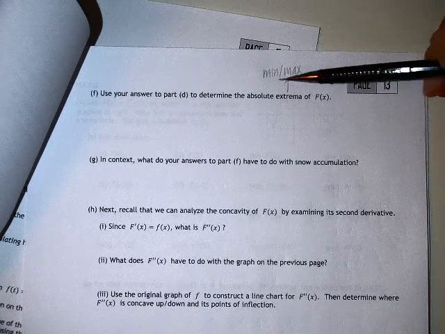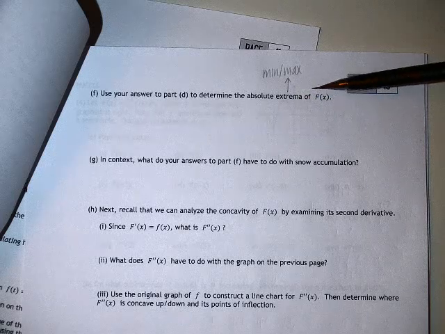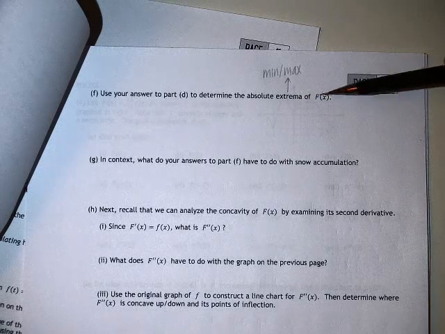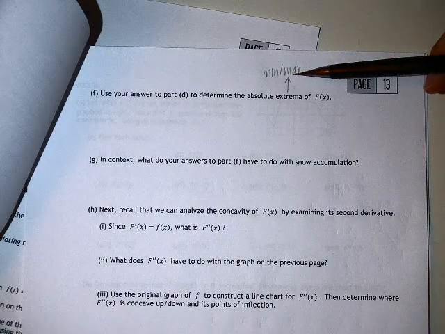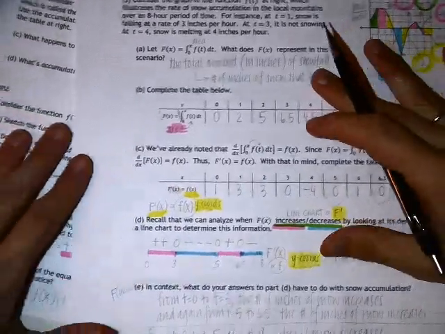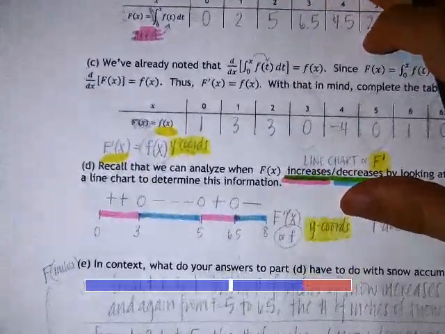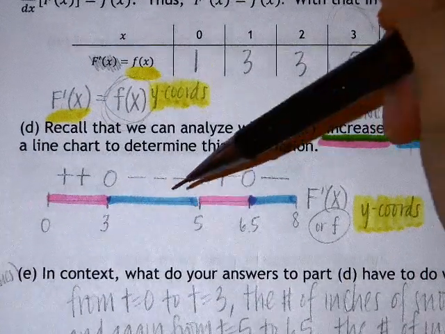As a reminder, question letter F wanted us to determine the absolute min and absolute max of big F of x. So as a reminder, minimum and maximum can easily be extracted from our line chart if we use a little bit of critical thinking. I'm going to go back to my line chart again, and I'm going to think about what we know about the behavior of our snow function.